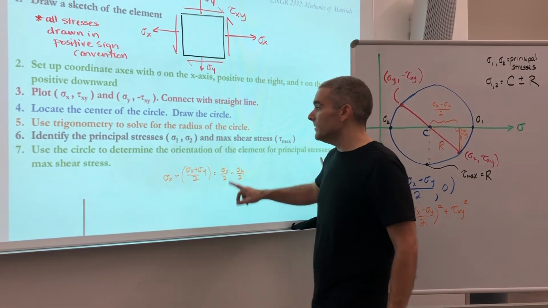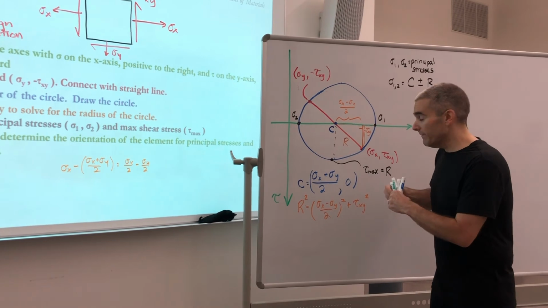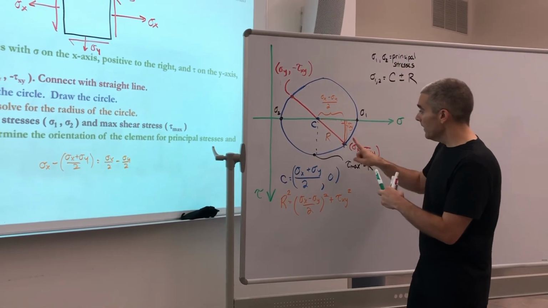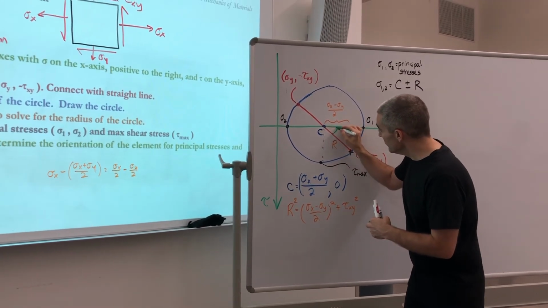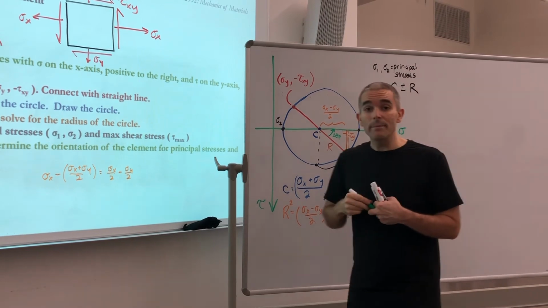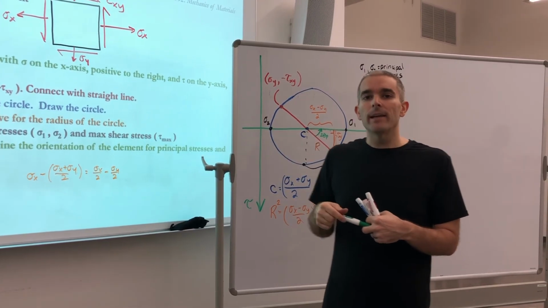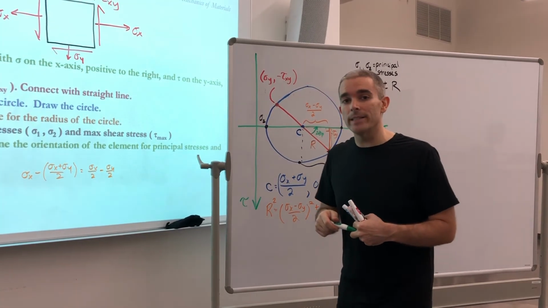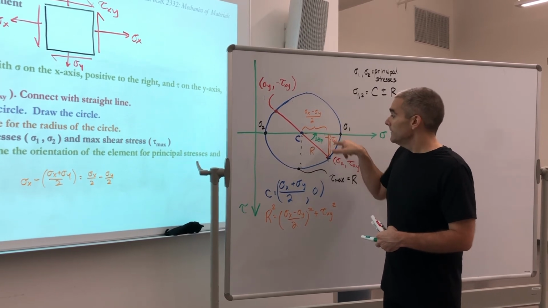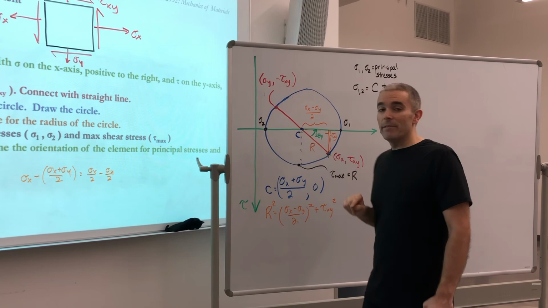In step 7, we want to use the circle to determine the orientation of the elements for principal stress and max shear stress. On our circle, if we're at a given point for stress, to get to the principal stress we can rotate counterclockwise to get here, and this angle is going to be 2 theta p, where theta p is the angle of rotation to the principal stress planes. We derived a formula for theta p in the last class with the stress transformation equations: the tangent of 2 theta p is equal to tau xy divided by (sigma x minus sigma y) over 2. Remember, tangent is opposite over adjacent.